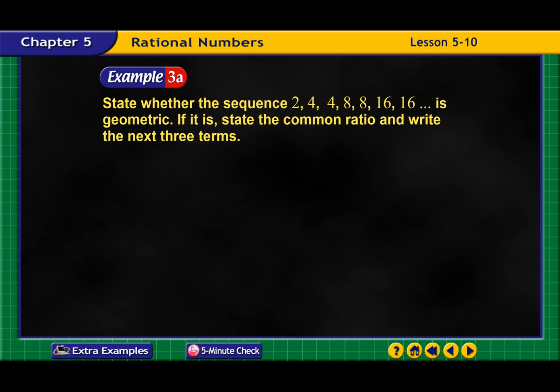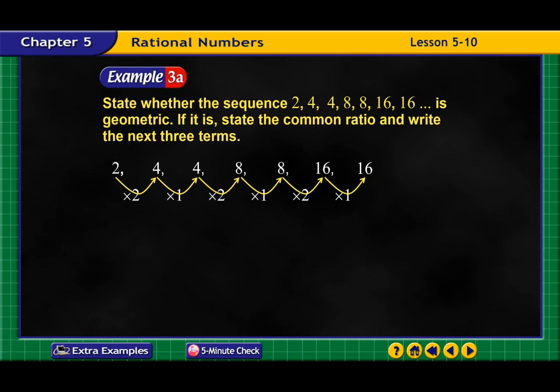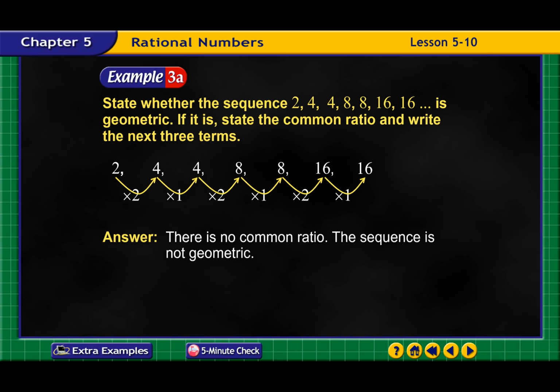State whether this is geometric or not. State the common ratio and write the next 3 terms if it is. So we got times 2, times 1, times 2, times 1, times 2, times 1. Does it have a common ratio between each one? No, because it's not consistent. It is still a pattern, but it is not a common ratio. Therefore, it is not a geometric sequence.